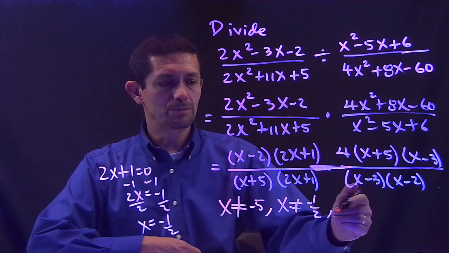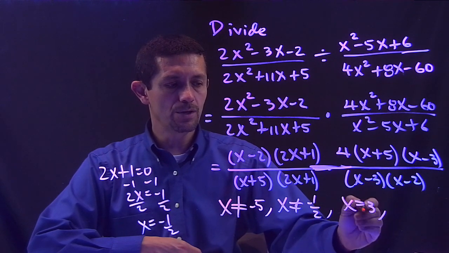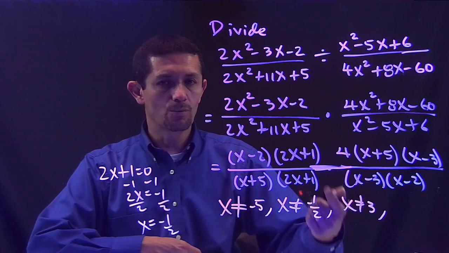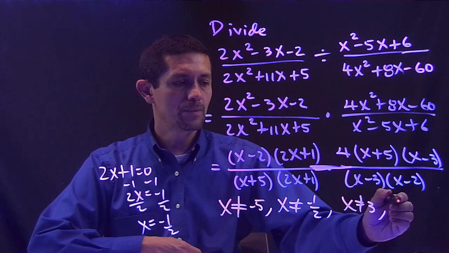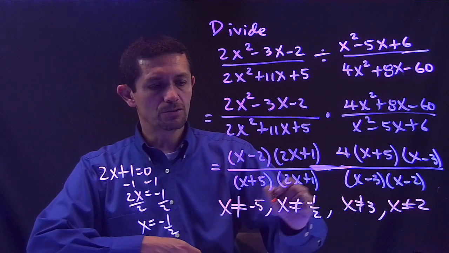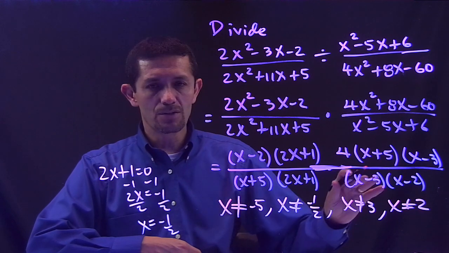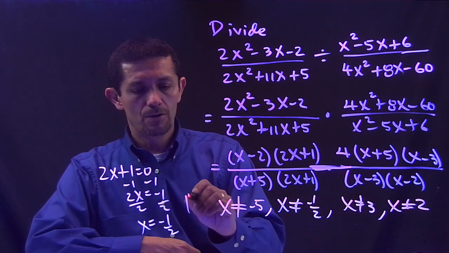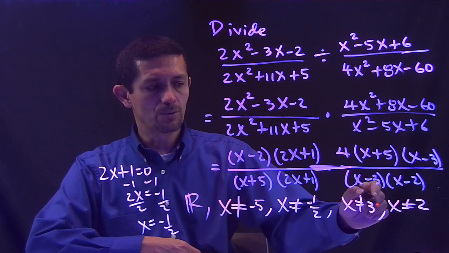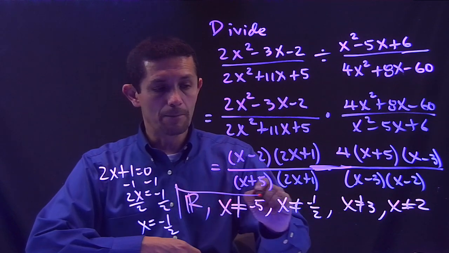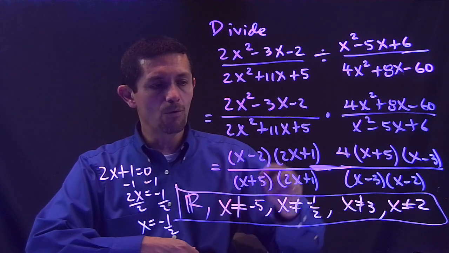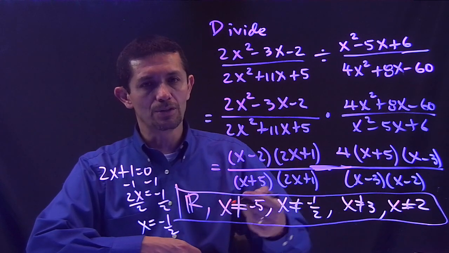Minus 3, change the sign: x equals 3. I don't want that value, because if x equals 3, 3 minus 3 is 0, and I don't want zeros in the denominator. Here, x cannot be equal to 2. Basically, you just change the sign of each number, and those are the restrictions. So if they're asking for the domain of the function, you'll put all real numbers except when x equals negative 5, negative 1/2, 3, or 2. That will be your domain of the function. Remember, you find the domain before you start canceling out, before you start reducing.